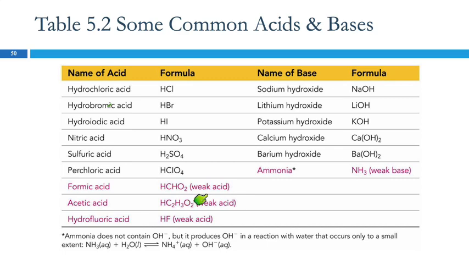Here's another one, formic acid. You don't need to know the formula or name of that, but we should be able to identify it as an acid because it starts with H, right? It's not one of the strong ones, so it's a weak acid. For the bases, we're mostly just going to see things like this, metal hydroxides. Those are all going to be strong bases. They're going to ionize completely. There's one weak base you need to be aware of, and that's ammonia.